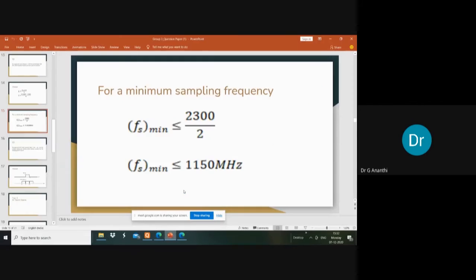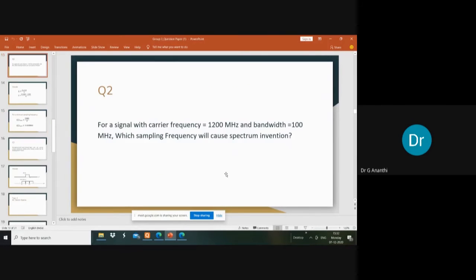I have studied this particular concept, but I'm not looking at it from the spectrum inversion point of view. That's what I tried to solve in this particular problem. I don't know what you mean by spectrum invention. Inversion, not invention, inversion. Okay, inversion, right, sir.